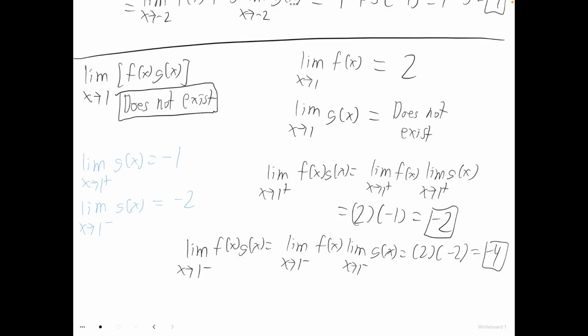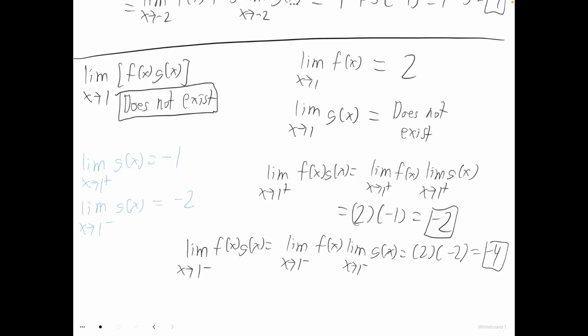Now the key thing to note here is we did still need to check the one-sided limits even though we knew the limit of g of x did not exist. Because it is possible that the two-sided limit actually still existed. That perhaps the values of g of x, even though they didn't exist, when you multiplied by f, you got the same value from the left and the right.